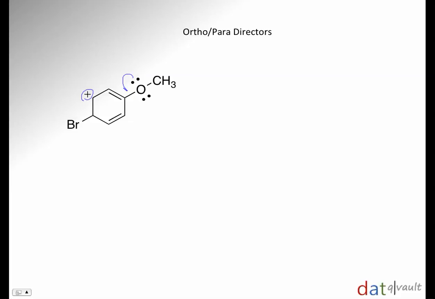We can take this lone pair of electrons from the methoxy group, and through resonance we can form this structure here. So the fact that we have this methoxy group means we can actually form an additional resonance structure of this molecule that can further stabilize it, thus favoring substitution at the para position.